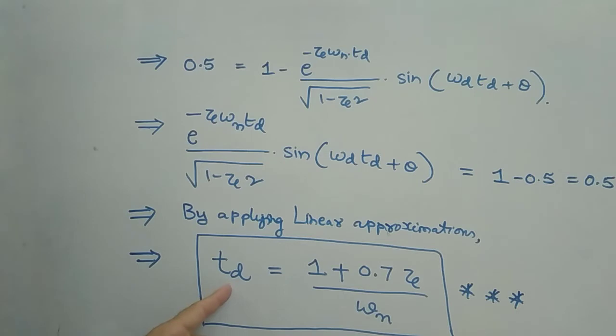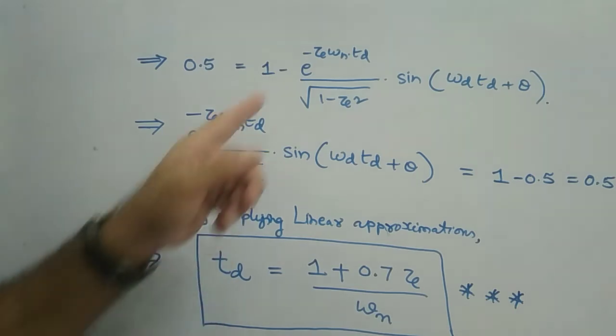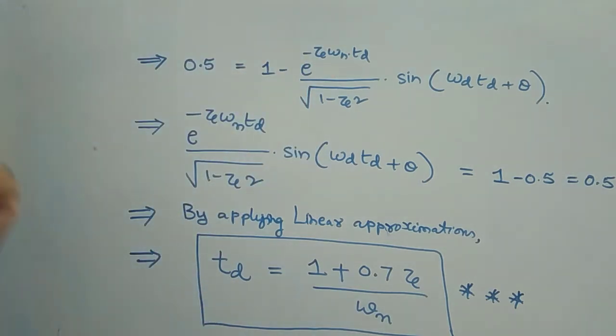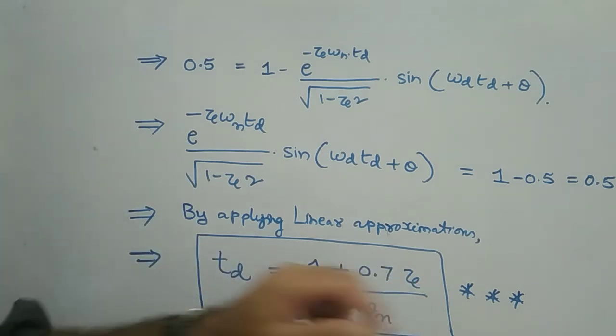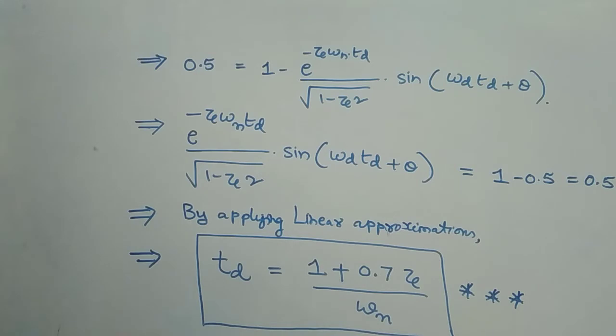Therefore, in order to find the delay time of the given response, you need to have two parameters. Zeta value must be known, as well as omega value. By substituting these two values in this expression, you will get td, that is delay time. So this is the expression, 1 plus 0.7 zeta by omega n. This expression you need to remember. Clear? This is the expression for td.